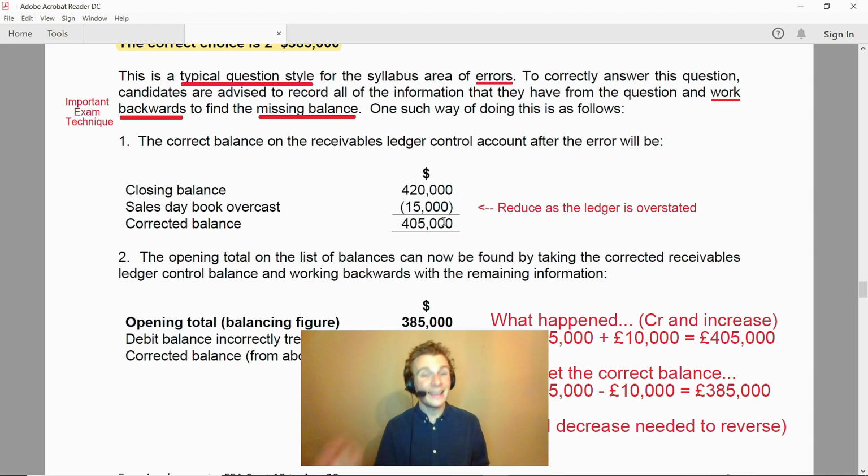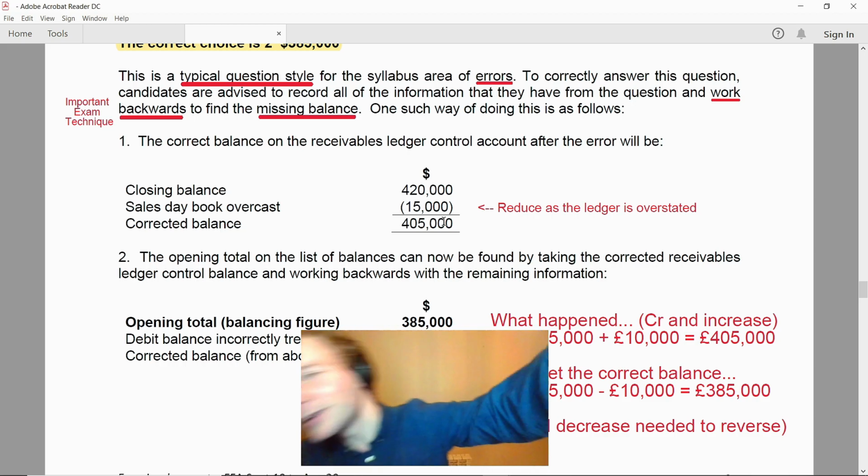So this is, and the external examiner's even trying to hint you on here, read between the lines, this is a typical exam style question of the syllabus area in terms of, my thing's fallen off, it's fallen off.